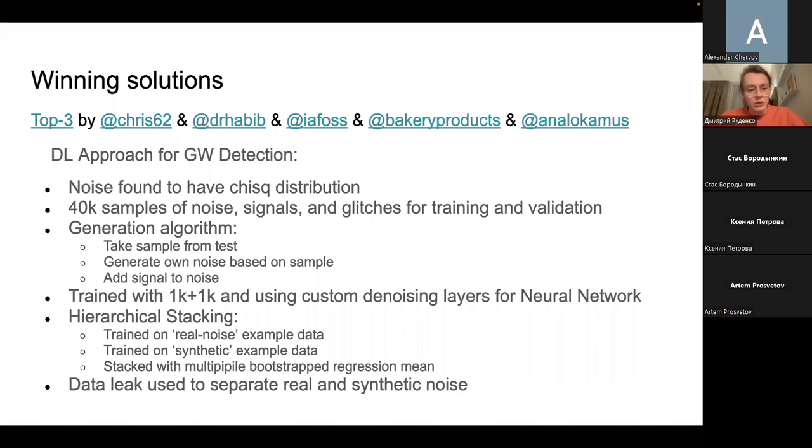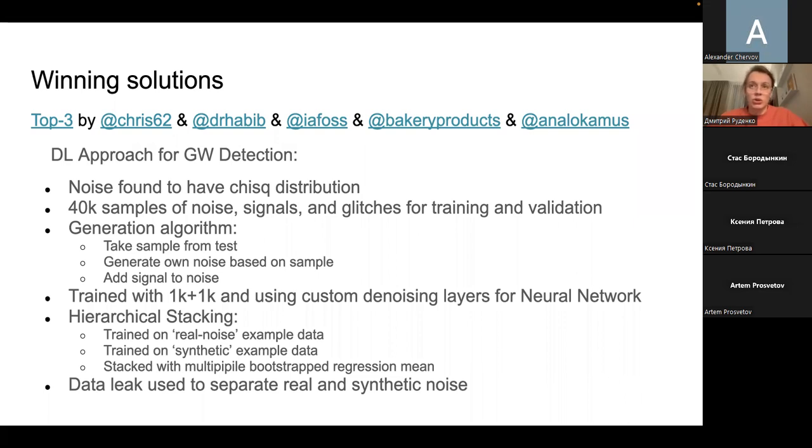So the idea was the following. They took some samples from the test, generated their own noise to augment it, and added their synthetic signal. And that's how they created a lot of training sets in this manner. These sets were really balanced, like 1,000 of pure signals and 1,000 of pure noise.